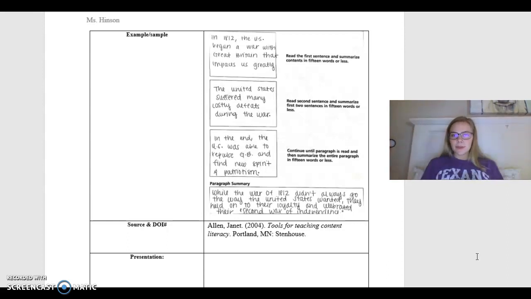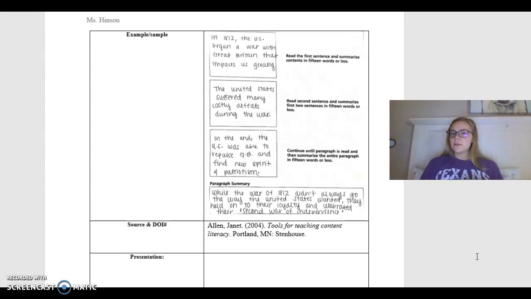So for my example, I went online and found an article about the War of 1812, and I started breaking it down from what it was telling me. Basically, the whole first paragraph was an introductory paragraph, so to me, this is how I comprehended it. In 1812, the U.S. began a war with Great Britain that impacts us greatly.